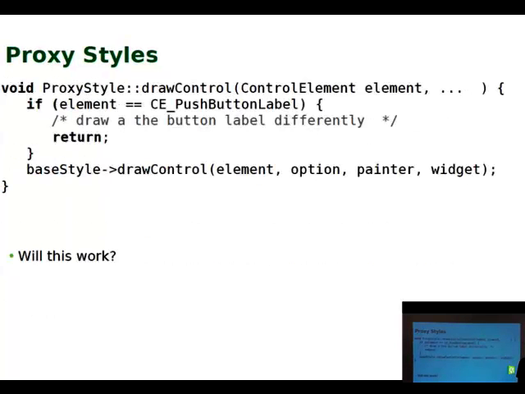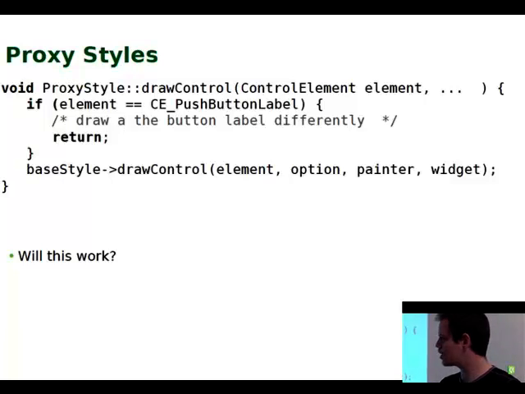So here we want to change the appearance of a push button label. Then in drawControl we check for the CE_PushButtonLabel element. If not, we fall back to the base style. But this will not work. It's not enough. Why?